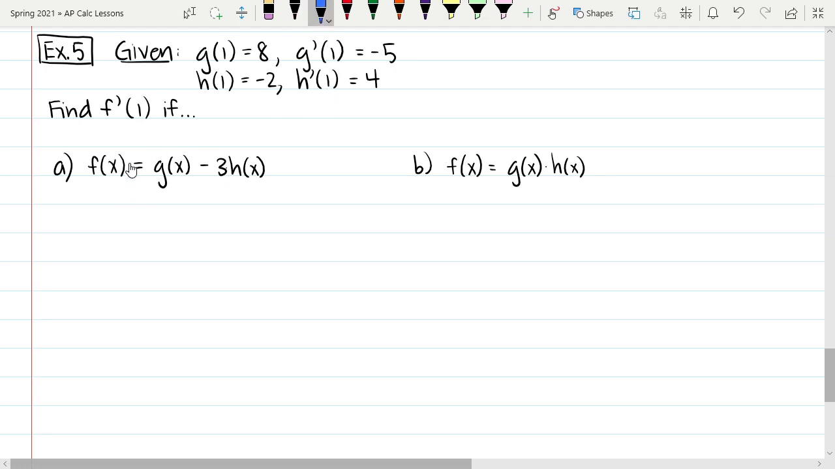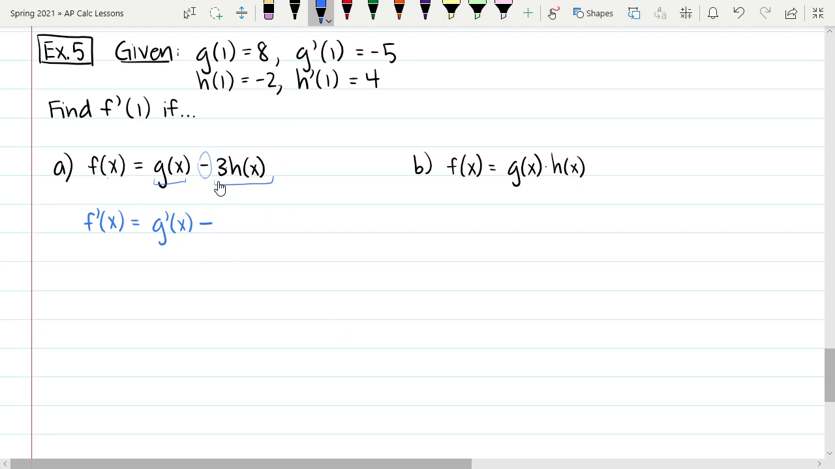So for example, on part A here, it says f of x is g of x minus 3 times h of x. And again, in order to find f prime of any specific value, first I need to know f prime of x. So let's start by finding that. So f prime of x equals. Now think back to your basic derivative rules. If I'm taking the derivative of a function that's the difference of two functions, then that's just going to be the difference of their derivatives. So that means it's going to be the derivative of g of x, which is g prime of x, minus the derivative of 3 times h of x.